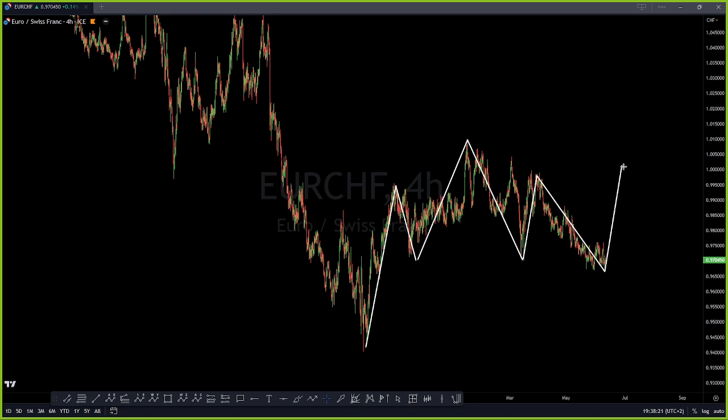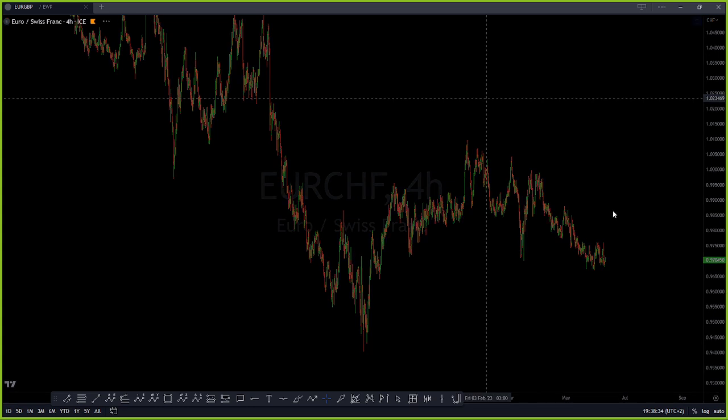So it might be nice if you can get this one to give us a three-wave move started like this here. This being your W, your wave X here, this to be your wave Y. If that does happen, that will still mean that we are going to see Euro Chief giving us a very big move to the downside in the long term.